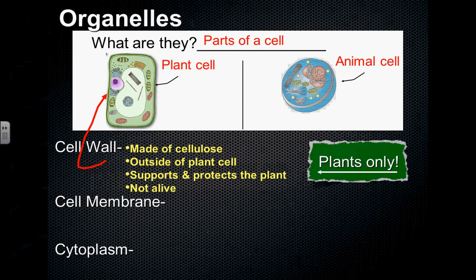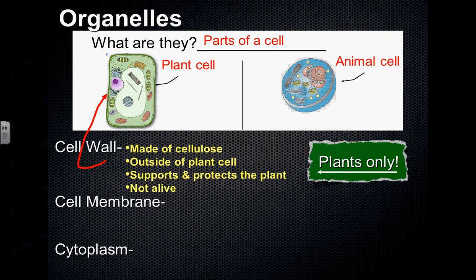Now I don't really love how this is worded. It says plants only, because it is in bacteria as well, and fungi. But in terms of plant versus animal, it's only in the plant cell, for just using those two as our example. So we have the cell wall in the plant cell, and the animal cell does not have it.